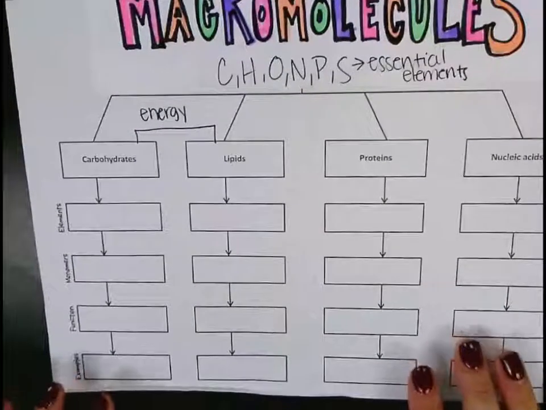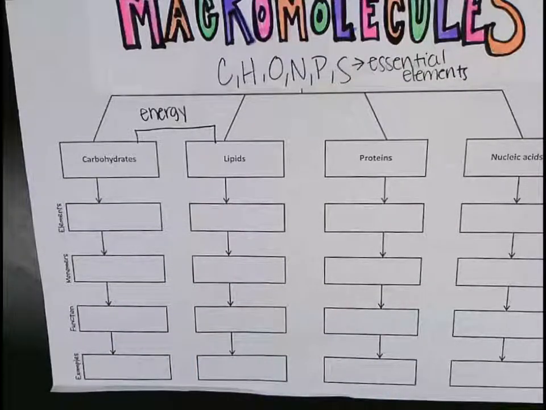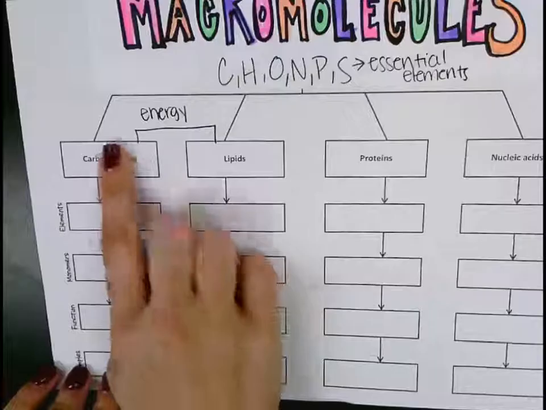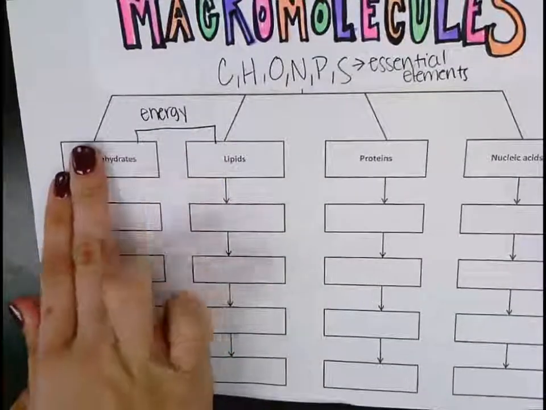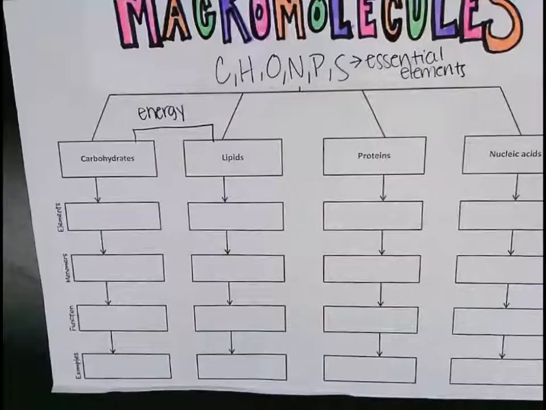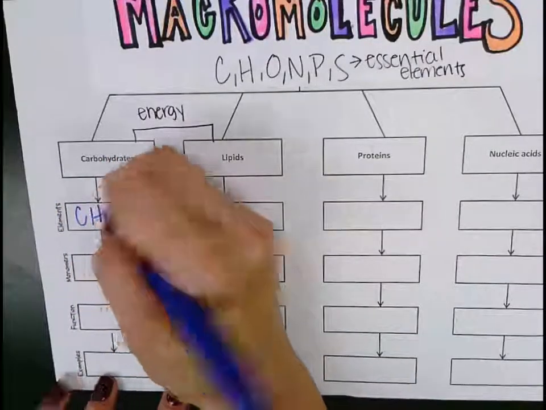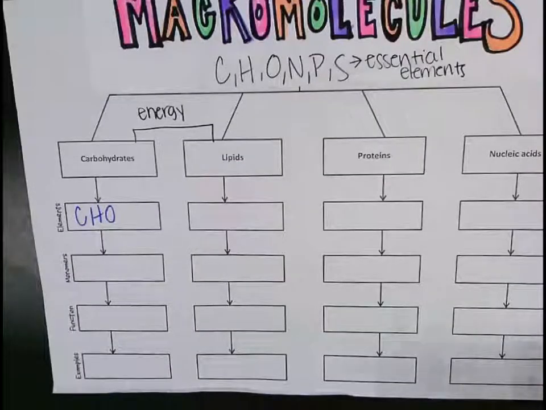Carbohydrates are nice in terms of helping us understand which elements are in them because we can break down that word. Carbo, okay, that sounds like carbon, and hydrate sounds like water. So the essential elements in a carbohydrate are carbon, hydrogen, and oxygen. Okay? Every single one of these elements have carbon, hydrogen, and oxygen. Carbon is the essential element because every single macromolecule contains it.